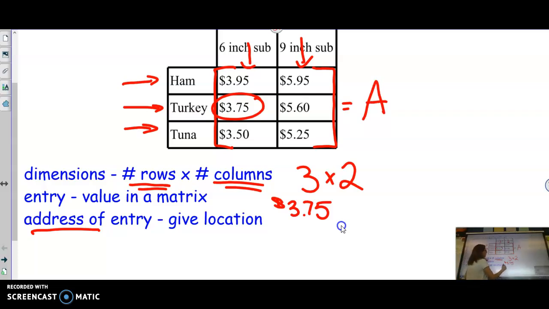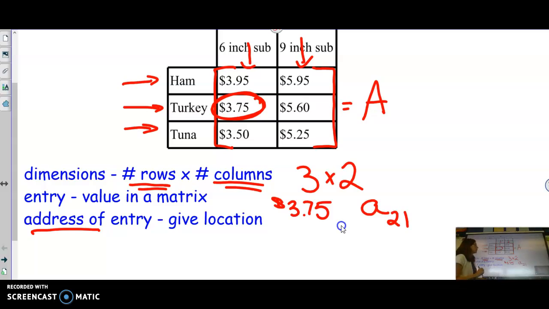Then its address would be little a, and then the subscript tells you the row and the column. So this number is in row 2, column 1. So I would put a 2 and then a 1. That doesn't say 21. It means row 2, column 1.